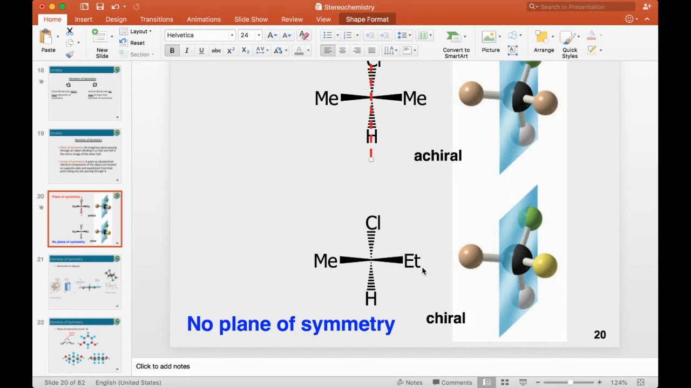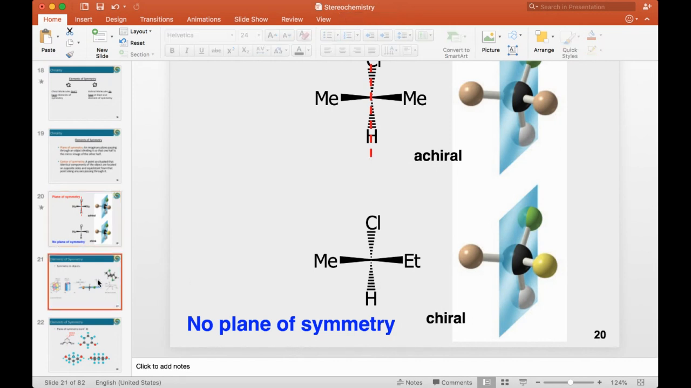You can draw a plane across here too. A plane containing this group, this carbon, and this group. If you divide with this plane, same thing. On one side you have, away from you, a chlorine atom, and away from you here a hydrogen atom. Even though the orientation is a reflection, the groups are not the same, so this is not a plane of symmetry. Because this molecule doesn't have any element of symmetry, we can tell that this molecule is a chiral molecule. Okay, so that's the definition of chirality.